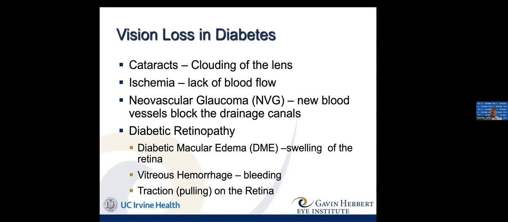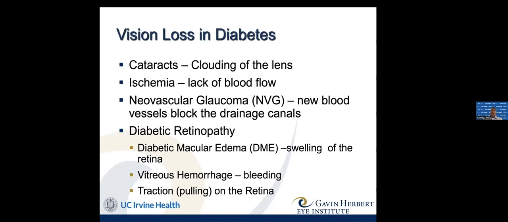Your body's trying to grow new blood vessels, but these new blood vessels block the drainage canals from the eye, and it raises the pressure of the eye very high. And that can cause irreversible blindness. So neovascular glaucoma is a very bad complication of diabetic retinopathy. And diabetic retinopathy itself causes vision loss in several different ways. And we'll go over these over the course of this talk.